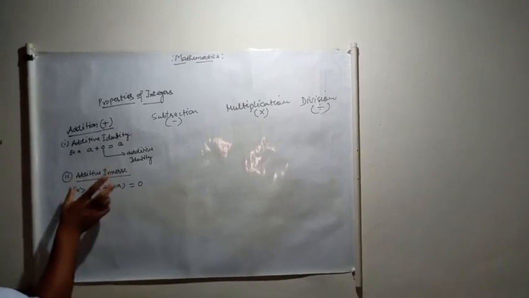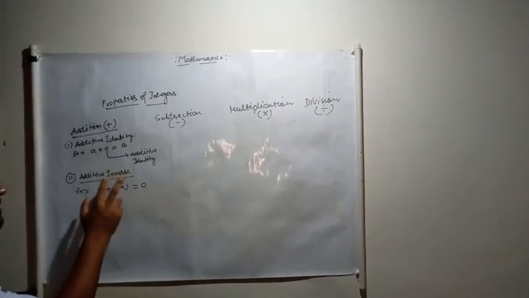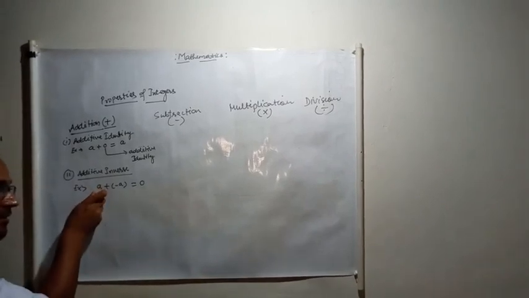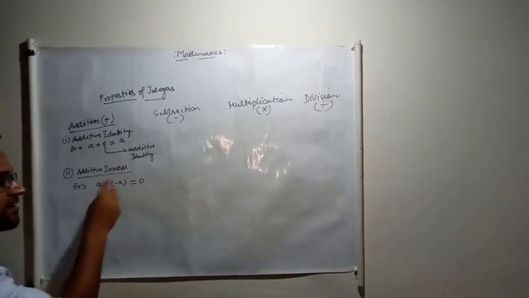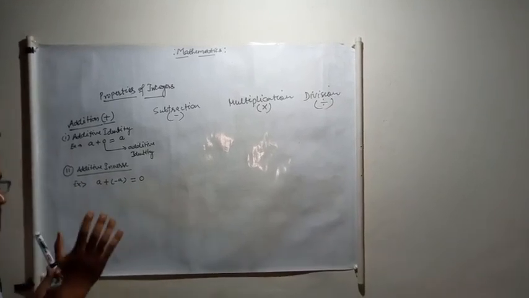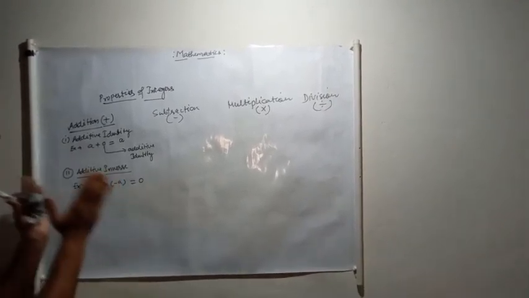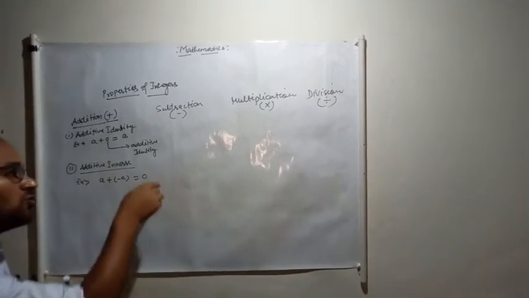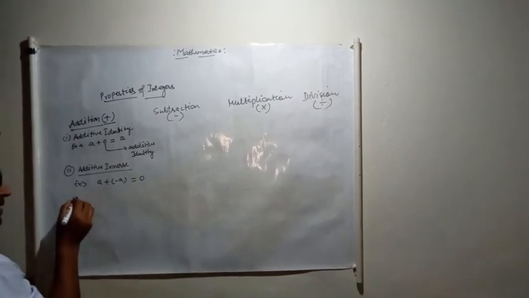Students, I have told you that additive inverse means that if we take a, its inverse is opposite in sign. If it is minus, then it is plus. If it is plus, then it is minus. But the basic point is that if you add the integer and its additive inverse, you always get 0. I will show you this with one example.